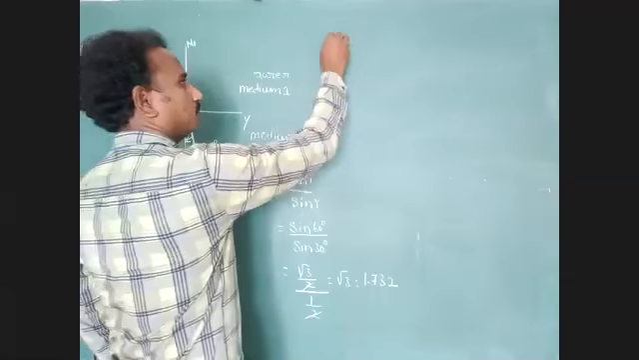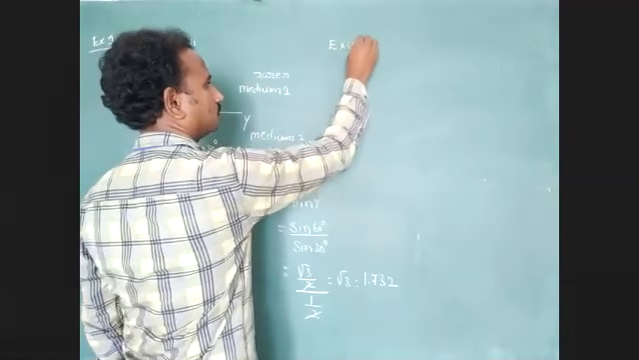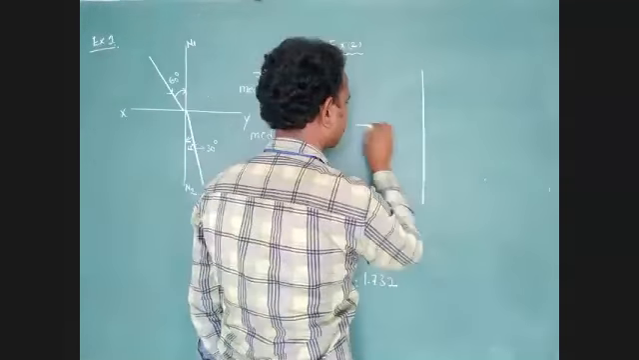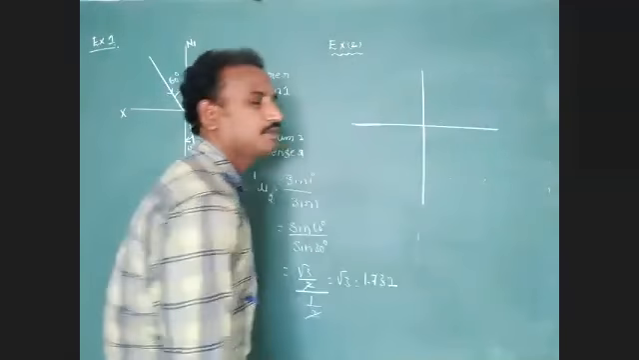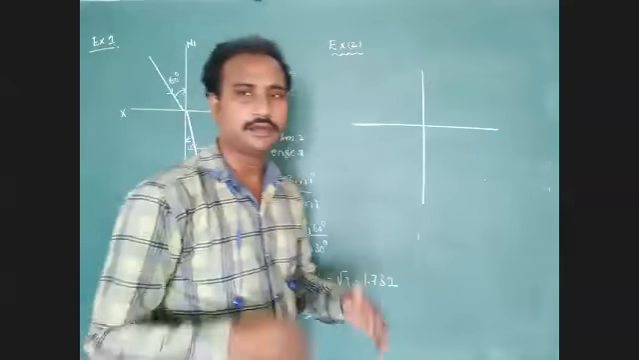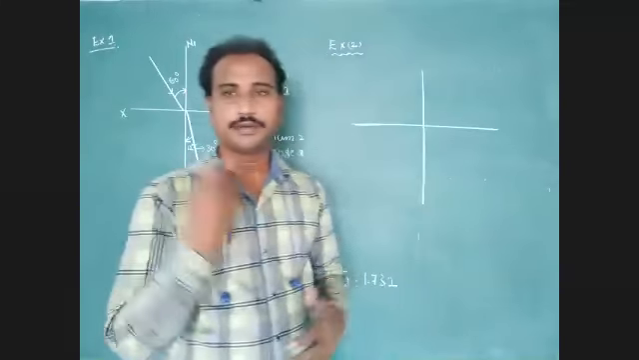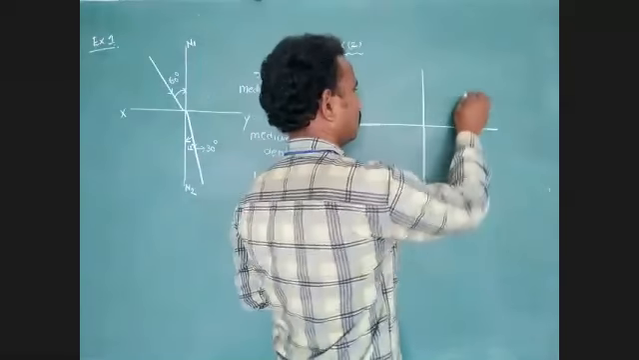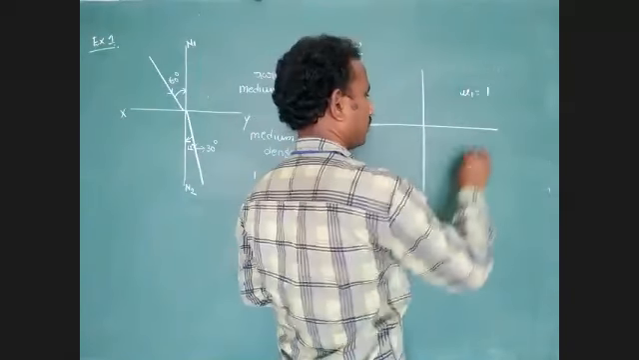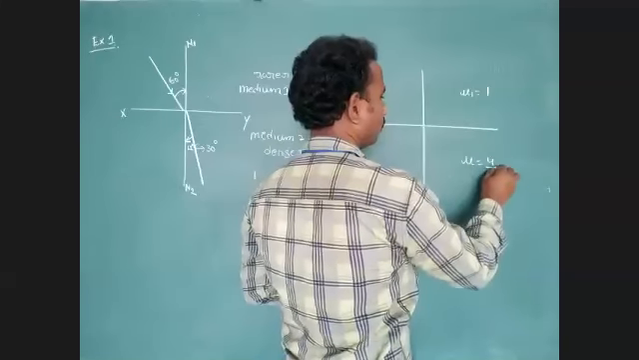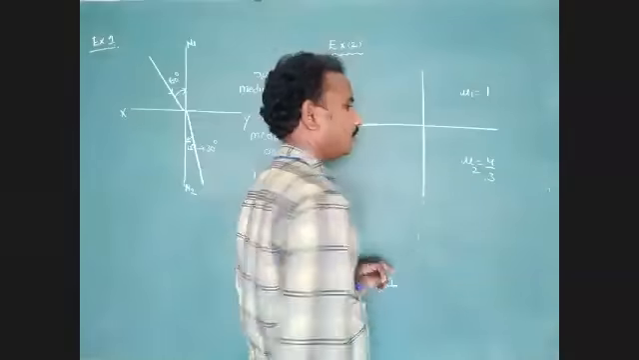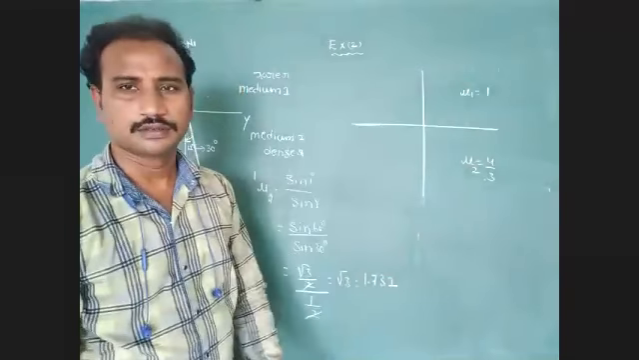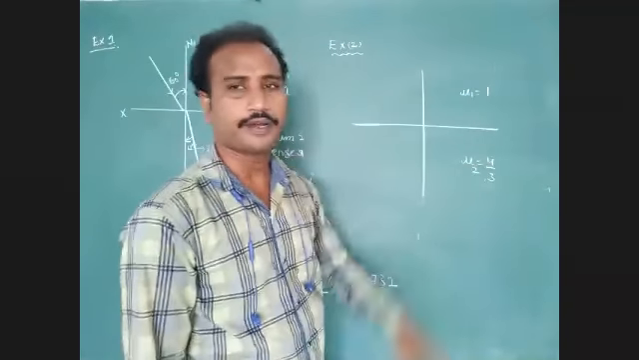Okay, example 2. Directly, they will give the optical density of each medium. For example, mu1 equal to 1, mu2 equal to 4 by 3. Find out the relative refractive index.